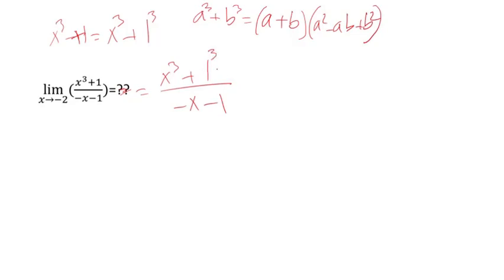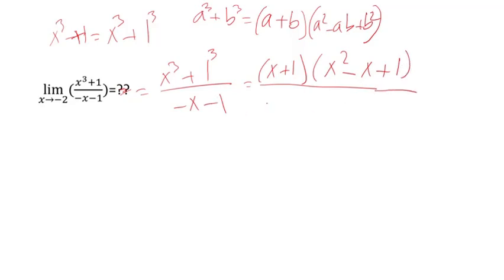Basically 1 is just 1 cubed, so again I can take advantage of this. My a is x and my b is 1. So I'm just going to apply this identity: x squared minus x times 1 is just minus x, plus 1 squared is just 1.